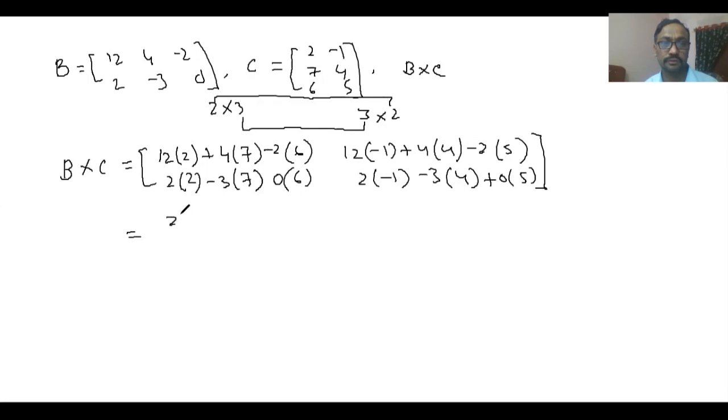So it will be 24 plus 28 minus 12, and it will be 4 minus 21 plus, sorry, I forgot to write here, plus 0.